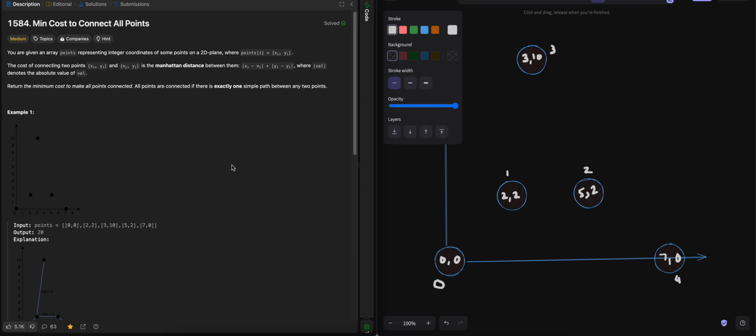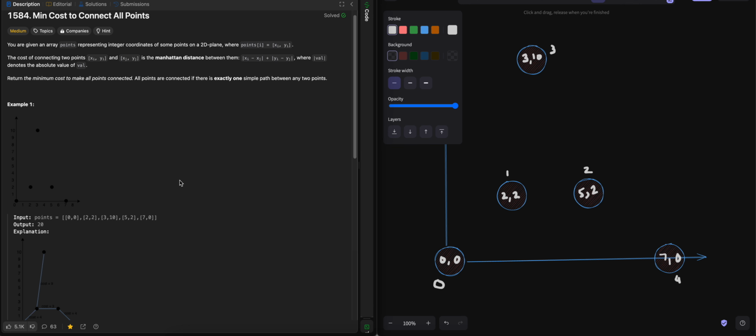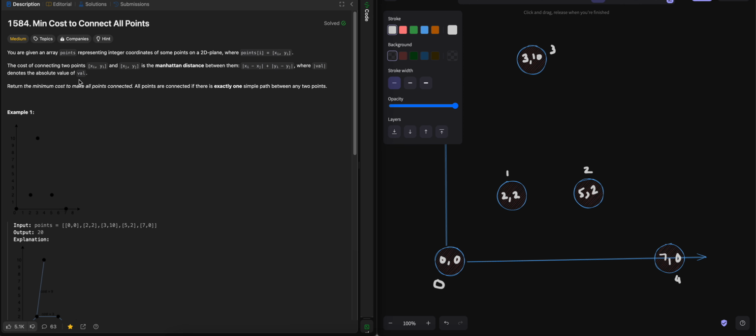So today we are going to discuss another interesting problem numbered 1584, minimum cost to connect all points. It's a problem related to the topic of graph, which is a very interesting topic in itself. So let's try to understand the problem, what's being said, and how we can actually solve it.